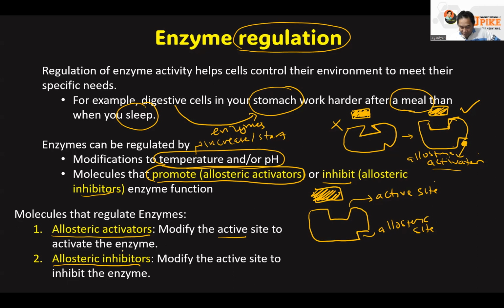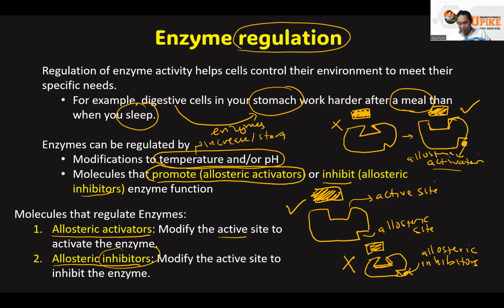Without this inhibitor, this reaction will happen. But when the molecule binds to the allosteric site over here, the active site is changed. So the reaction will not happen. These molecules are called inhibitors. It will inhibit the reaction, and because it binds to the allosteric site, it is called the allosteric inhibitor. So this is just the opposite.